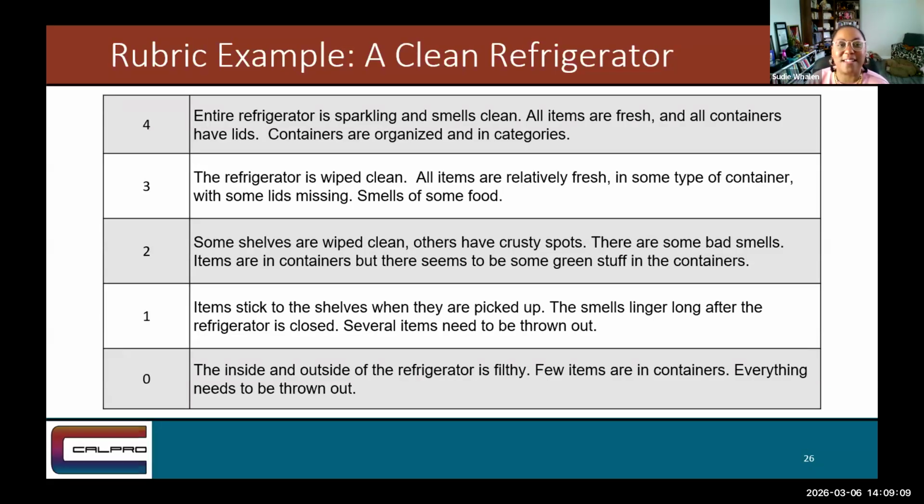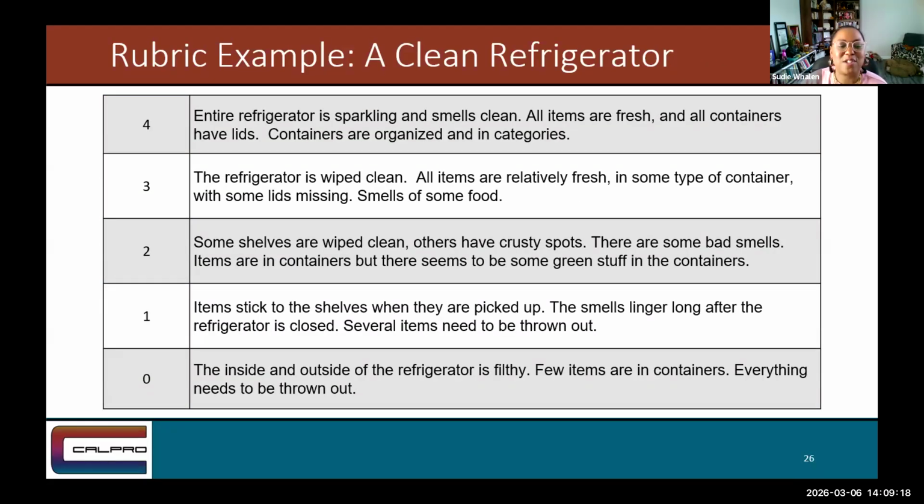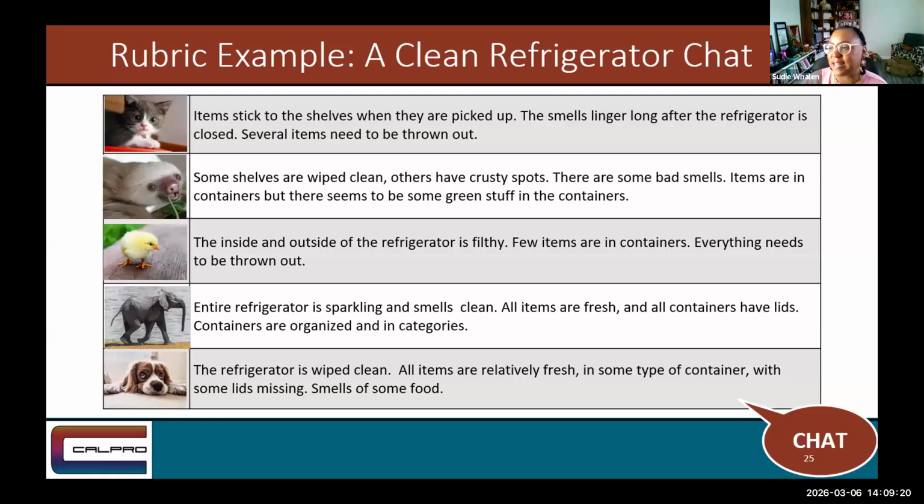So the baby elephant was our 4. The baby elephant was that one right there, that the refrigerator was sparkly. You guys got that right. Our puppy was 3. You guys have that right too. It smells of some food, but it's pretty clean. Our elephant and our puppy are doing pretty great.